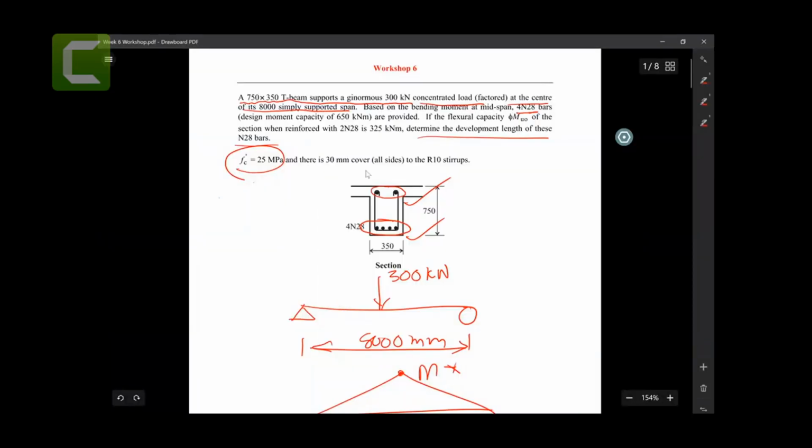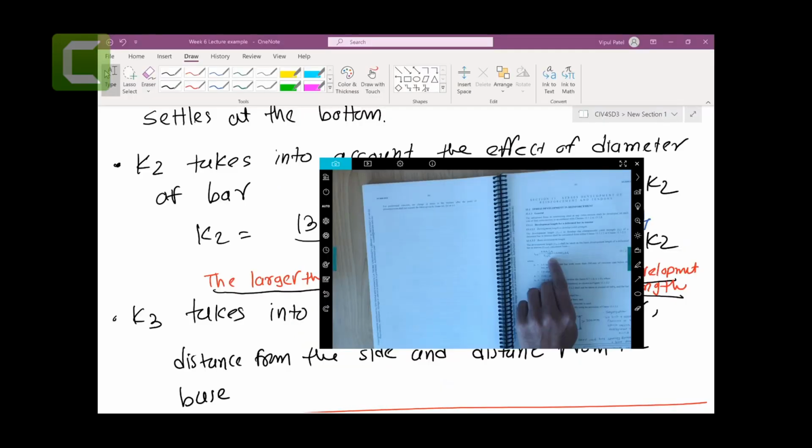What else is given? Oh, cover is given on all sides, and R10 stirrups are given. So the cover is given, and that will be useful.